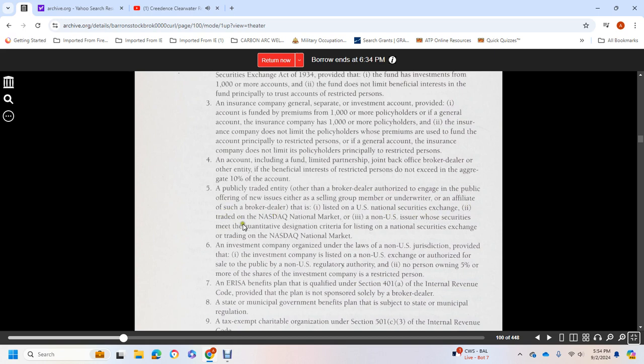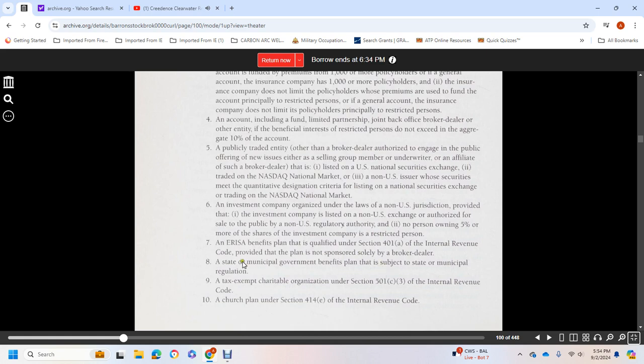Issuers where the security meets the quantitative designation criteria for listing on a national securities exchange or trading on the NASDAQ national market. Investment companies organized under the laws of a non-U.S. jurisdiction, provided the investment company is listed on a non-U.S. exchange authorized for sale to the public in the U.S. by the non-U.S. regulatory authority, and no person owning 5% or more of the shares of the investment company is a restricted person.